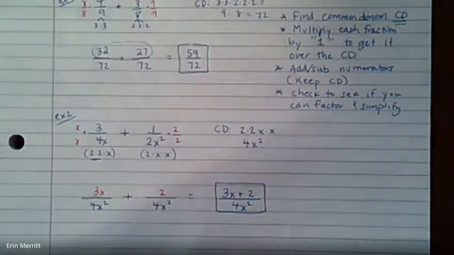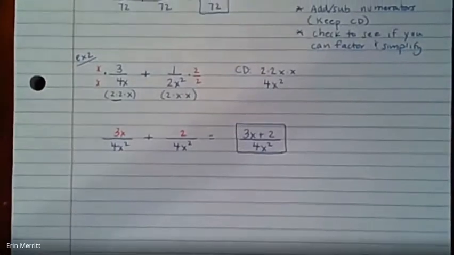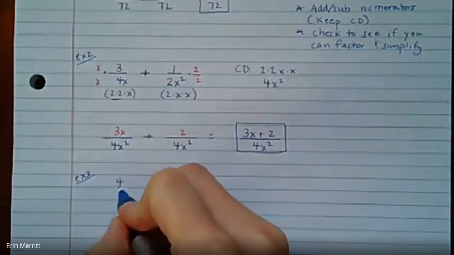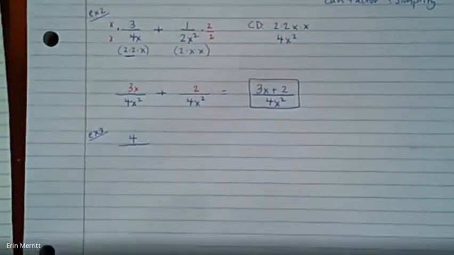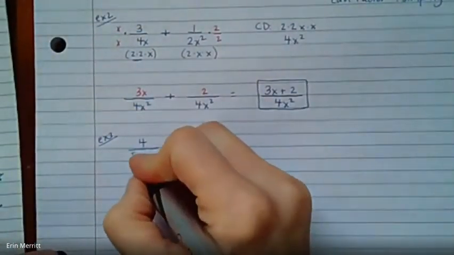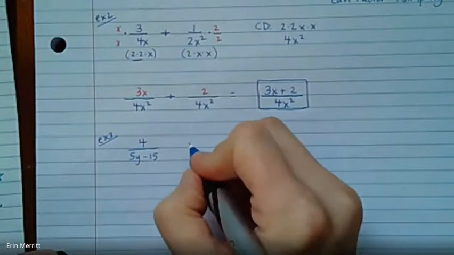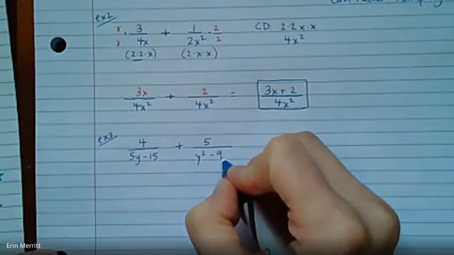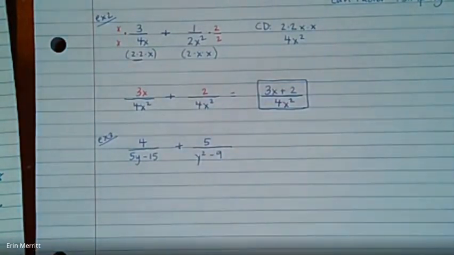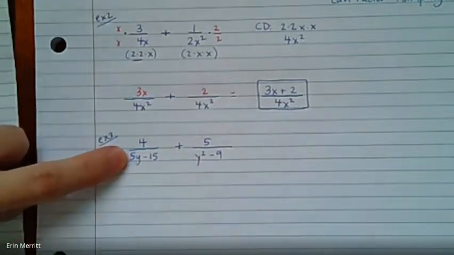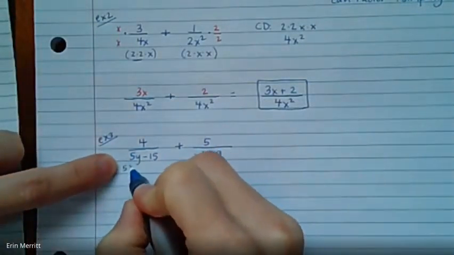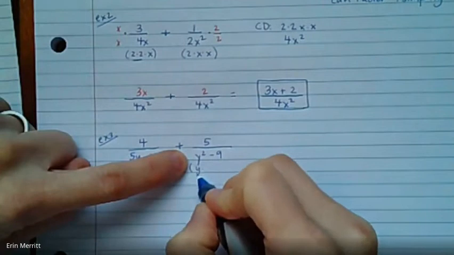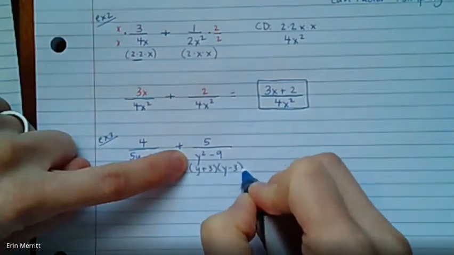Let's try it now when we have polynomials in the denominator. So for our third example, I'm going to give you 4 over 5y minus 15, plus 5 over y squared minus 9. All right. Let's look at the denominators in factored form. So I can take out a GCF of 5, and this would be y minus 3. I can take the difference of squares here and get y plus 3 times y minus 3.